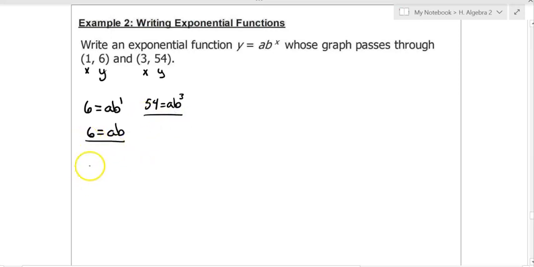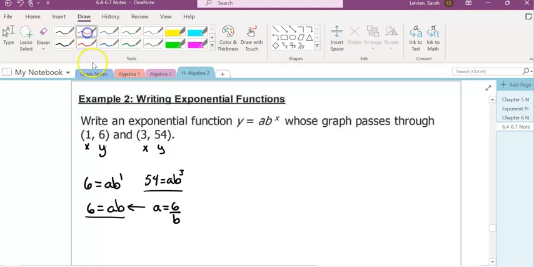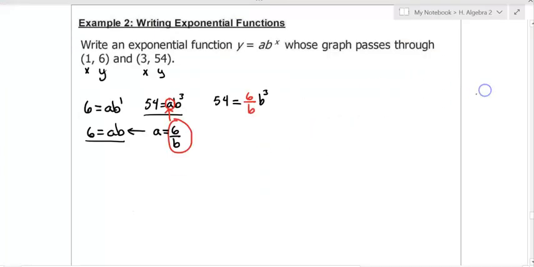Okay, so these are my 2 equations right here. To solve this, I need to use substitution. So I'm going to rewrite this equation, the 6 equals a times b. I'm just going to solve it to get a by itself. I divided by b on both sides, so a equals 6 divided by b. Now, why I did that is because I'm going to take this 6 divided by b, remember it's what a equals, and substitute it in for that a. So I'm going to have 54 equals 6 over b, and then I still have b cubed. All I did was rewrite the equation so it's a equals, and substitute that into the other equation. So I'm using substitution.